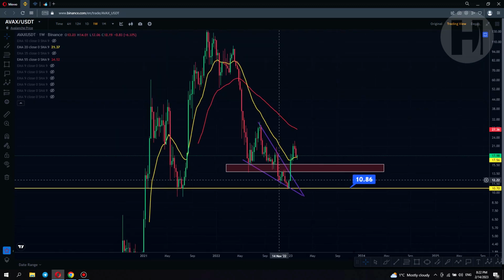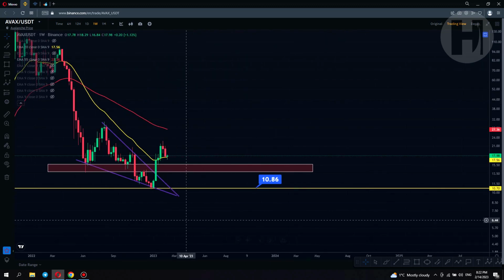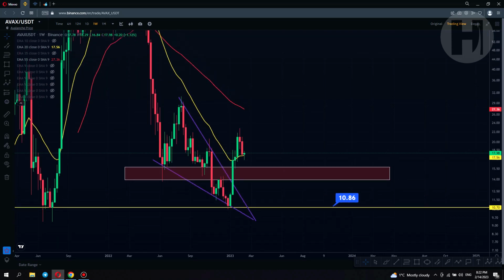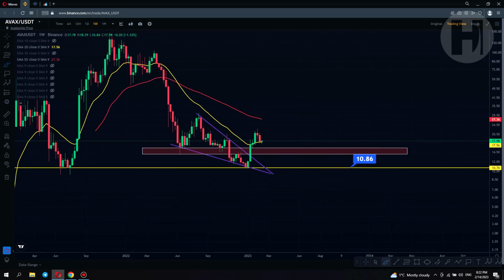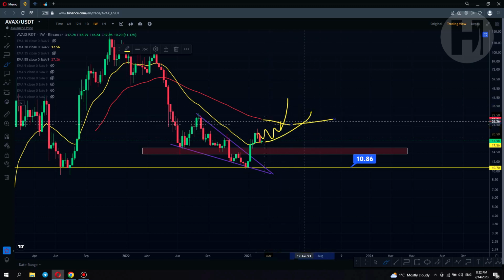Jumping into the weekly chart, we're holding the 20 EMA as support here. So this is very bullish in my opinion. If we manage to stay above the 20 EMA and start making our way to the upside, and we manage to break above the 55 and the 20 crosses the 55, we get that bullish cross on the weekly chart. That's going to be your major buying signal.